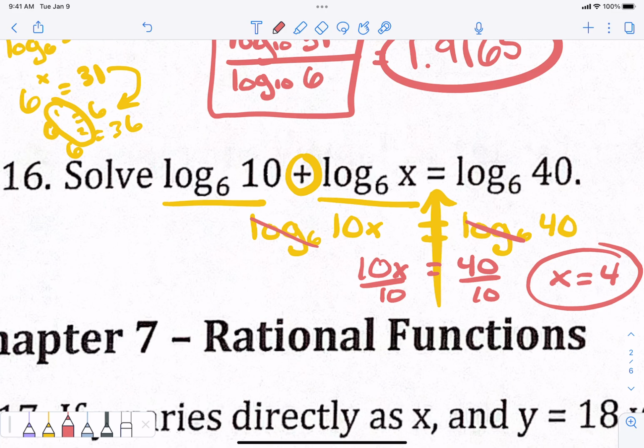No. Yeah, 30. How do you get 40? Because people look at that plus sign and they're like, oh, 10 plus 30 equals 40. But plus actually means multiply, right? So it's 10 times 4 equals 40, not 10 plus 30 equals 40. Does that make sense? I probably get about half of the people that do 30 instead of 4 because they add instead of multiply. Okay, so be careful with that.